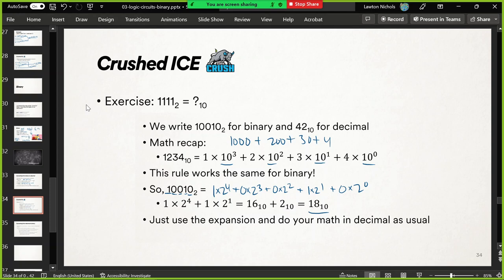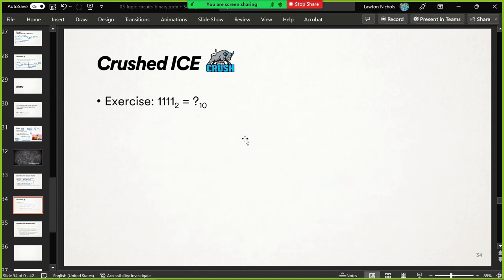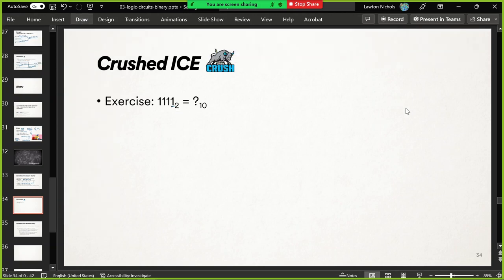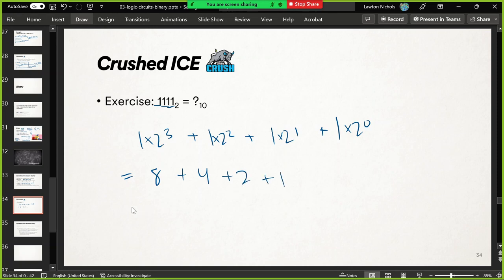So hopefully a lot of the rest of us got 15 as well, but here's how you walk through it. Usually you start from the rightmost digit because that's your 2 to the zeros place. That's 1 times 2 to the 0 plus, they're all 1s, right? 1 times 2 to the 1 plus 1 times 2 squared plus 1 times 2 cubed. If you do all those out, it's 8 plus 4 plus 2 plus 1, which is 15. 15 base 10. All right?